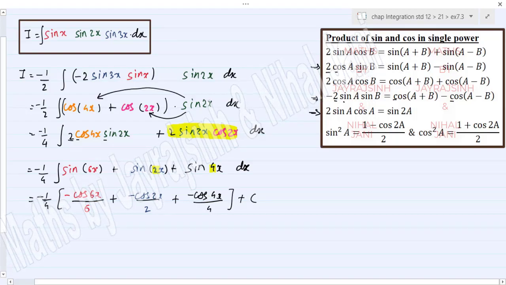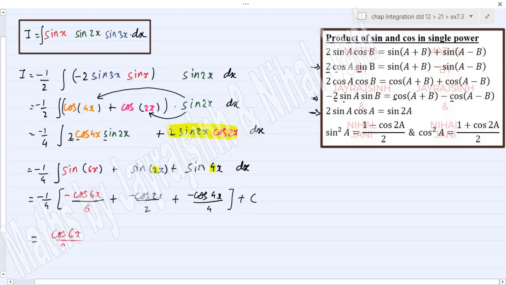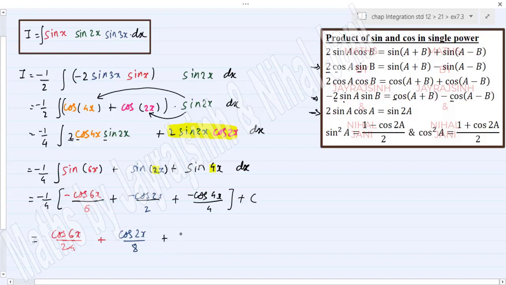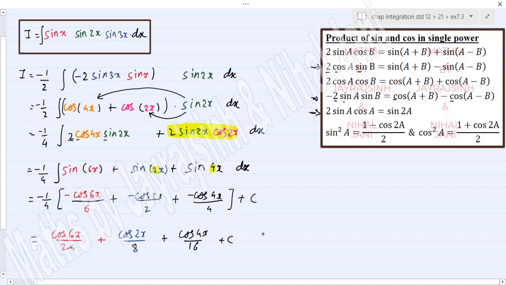For further simplification, we can multiply minus 1 by 4, which will give us cos 6x upon 24 plus cos 2x upon 8 plus cos 4x upon 16 plus c is your simplest and final answer. Ta-da!